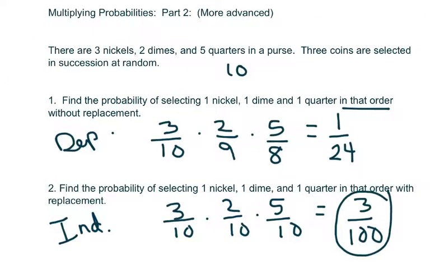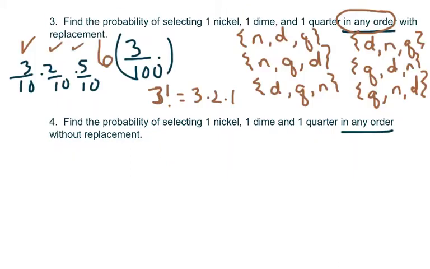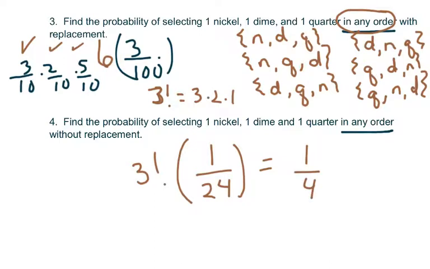So we're going to do the same thing with this problem. The one without replacement was 1 over 24. So I'm just going to use that and multiply it by 3 factorial. And when you do that, that's going to be 6 over 24, which is 1/4. This one was in any order with replacement. This was 9 over 50. And those are your 2 answers there.